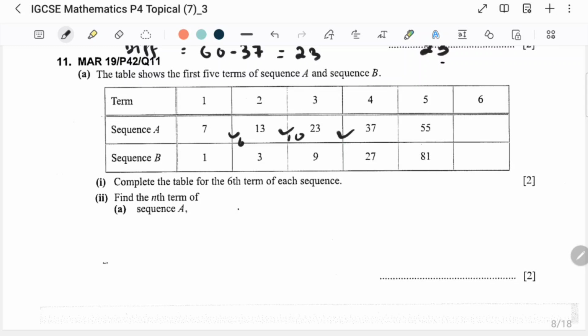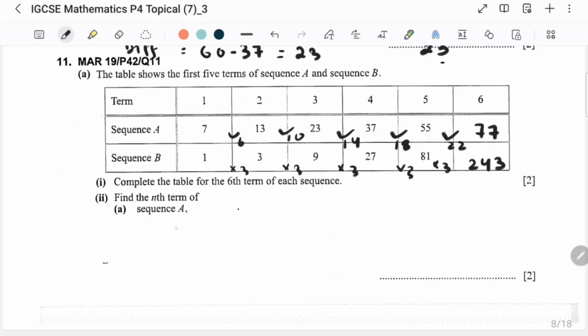We have 14 numbers and then 18 numbers, so we'll add 22, then we get 77. And here it is 1 times 3 is 3, 3 3s are 9. It's a geometric sequence, so you just multiply by 3, you will get 243. You are multiplying by 3 to get the next term.